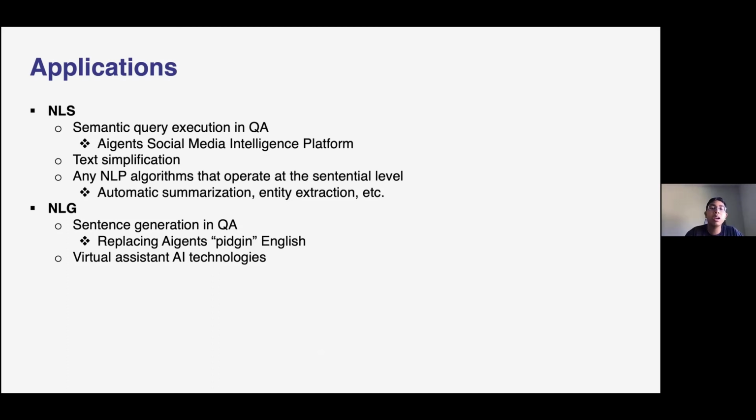More generally, our architecture can be applied to any NLP algorithms that operate at the sentential level, including automatic summarization, entity extraction, which is identifying and classifying important elements of a text into predefined categories, and sentiment identification, which involves extracting emotions and opinions presented in a text.